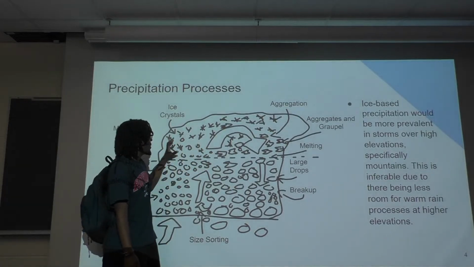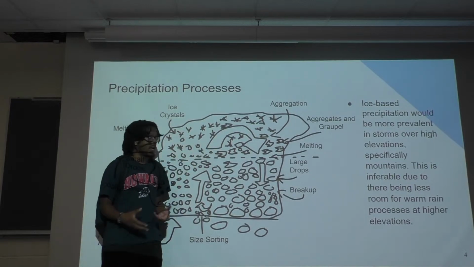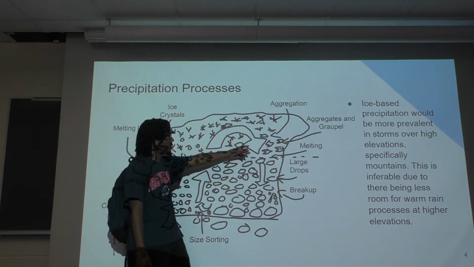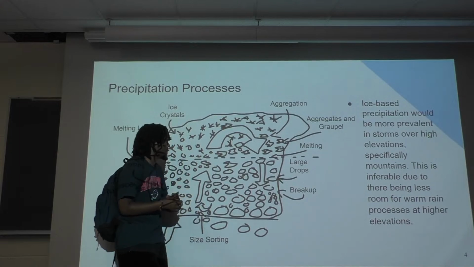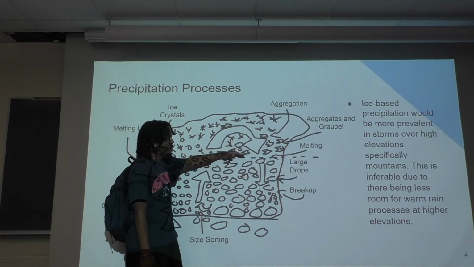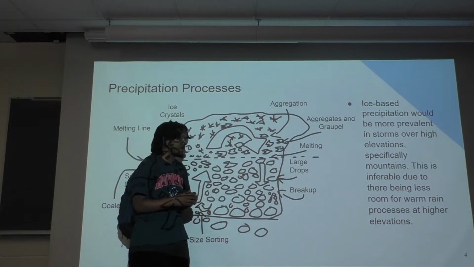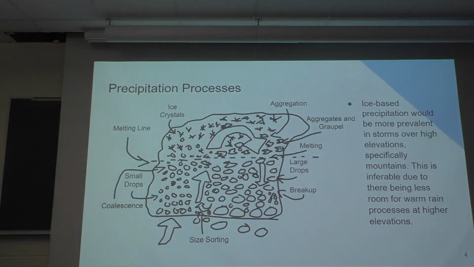And the ones that do pass that line become ice crystals, which also may collide and coalesce through a process called aggregation and cause aggregates and graupel to form, which are just larger ice crystals basically. And as those fall towards the melting line, those will melt and cause these larger drops to form. That leaves two different types of large drops, those formed through coalescence and those formed through aggregation. And that line's drawn through warm rain versus ice-based processes.